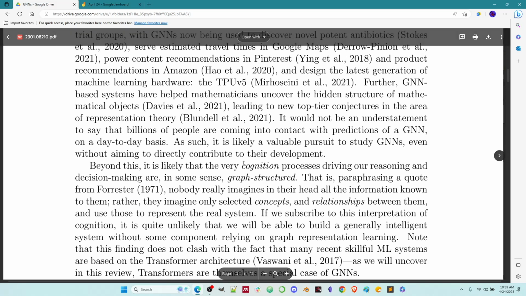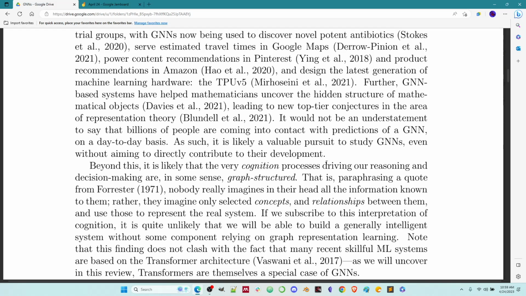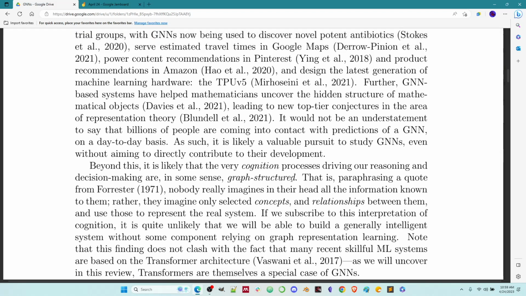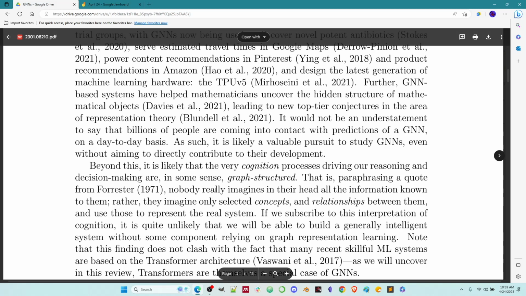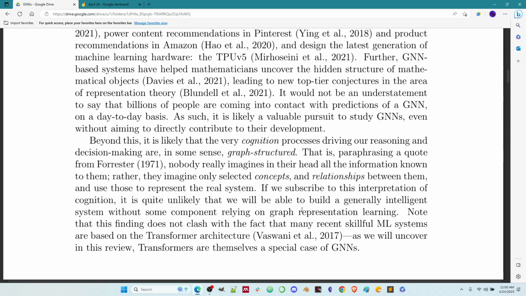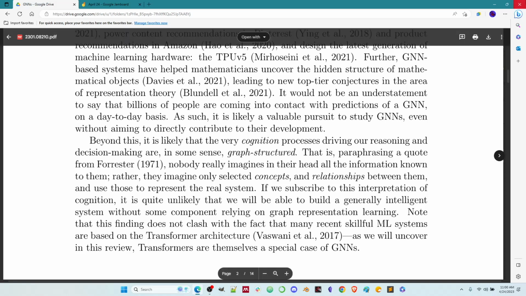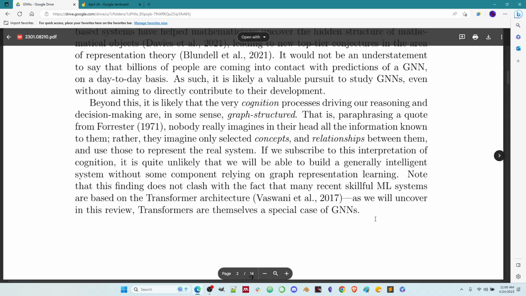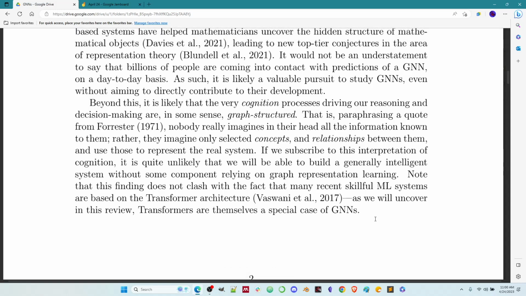Beyond this, it is likely that the very cognitive processes driving our reasoning and decision-making are, in some sense, graph structured. That is, paraphrasing a quote from Forrester, 1971, no one really imagines in their head all the information known to them. Rather, they only imagine selected concepts and relationships between them and use those to represent the real system. So, going back to the DAGs example, this is very much what you find with Bayesian graphs or Bayesian directed graphs. And people use those for decision making and other types of cognitive applications. So there are a lot of ways we can use GNNs and graphs, and there are a lot of intersections, both in biology and in cognition and in other domains.